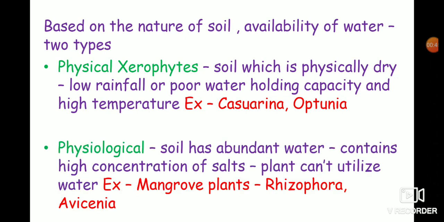Then the second are the physiological xerophytes. These plants grow in soil having abundant water, but the water contains a high concentration of salts. Due to this, the plant cannot utilize this water very efficiently. Plants growing in such soils are called physiological xerophytes. Examples are halophytes or mangrove plants like Rhizophora and Avicennia.